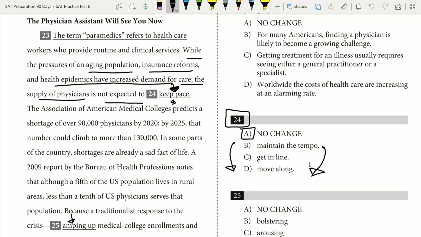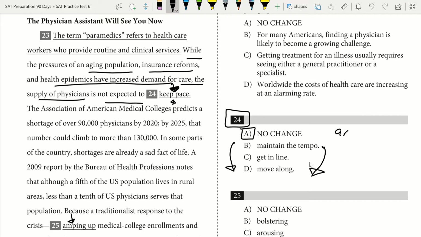They're not just different endings, so it's not pace versus paced or pacing. They all have different root words: maintain the tempo, get in line, move along. Since those are all different root words and have different meanings, I'm looking to do a couple things.